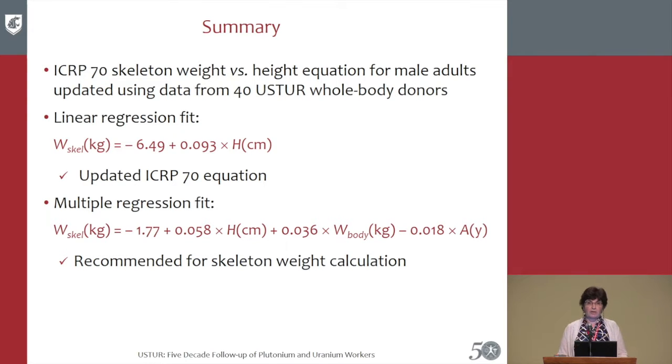And finally, to summarize the work I presented here, we updated the ICRP 70 skeleton weight versus height equation for male adults using USTUR data. A linear regression fit was derived using a population of 69 data points. By combining ICRP and USTUR data, we more than doubled the population size. The presented equation can be used to estimate the skeleton weight from the individual's height. But if data are also available on the total body weight and the age of the study subject, we would recommend using the multiple regression equation derived here.